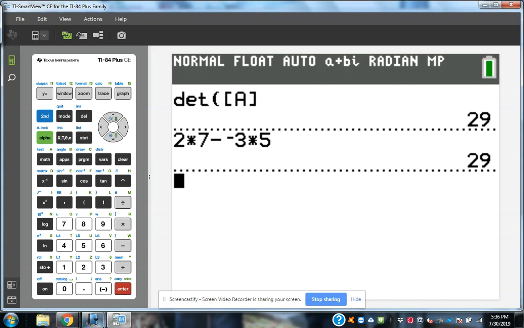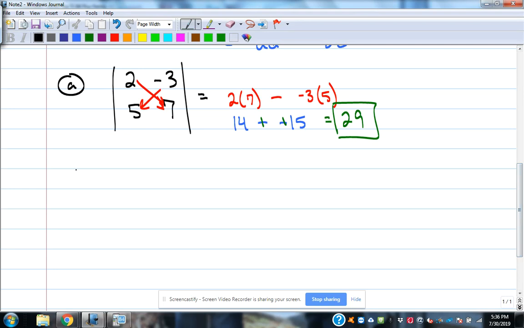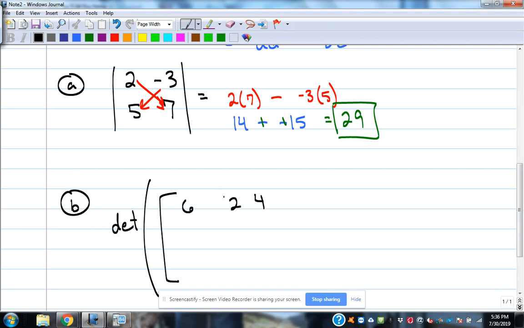So let's look at a 3x3. And we'll do it with the calculator. So again, we're going to find the determinant. I'm going to use this notation this time. The determinant of 6, 2, 4, 8, 9, 3, 1, 2, 0. So we're just going to find the determinant of that 3x3.